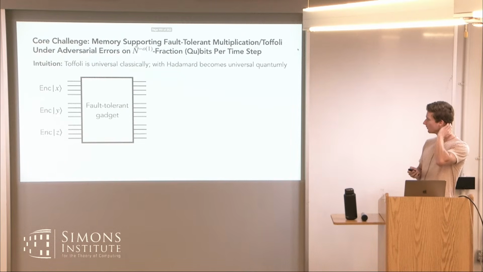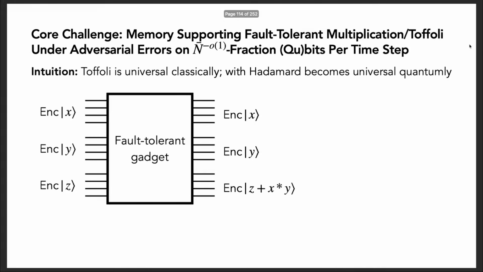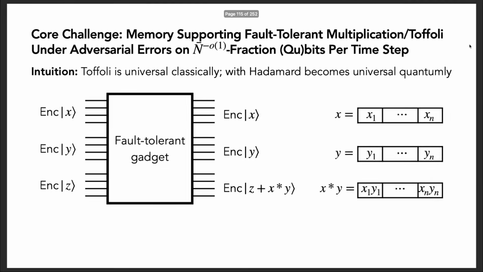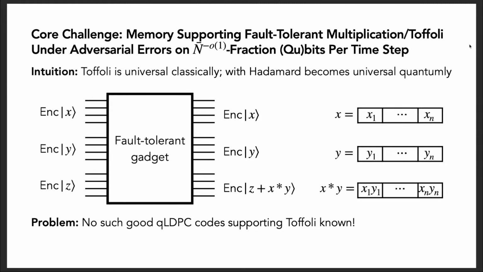And so formally, what do we want? We want some fault-tolerant gadget that takes as input 3 encoded states, the encodings of x, y, and z, which are 3 bit strings, and outputs the encoding of x, the encoding of y, and then adds the product of x and y, the bitwise product, into z. So that's what a fault-tolerant Toffoli would do, just performing multiplication. And the problem is we don't know of good quantum LDPC codes supporting a fault-tolerant Toffoli gate.